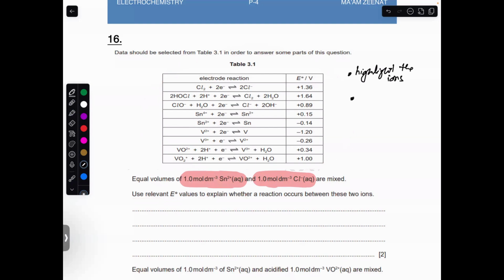Second, write gain if it is on the right hand side and lose if it is on the left hand side. Now, what is the first step?